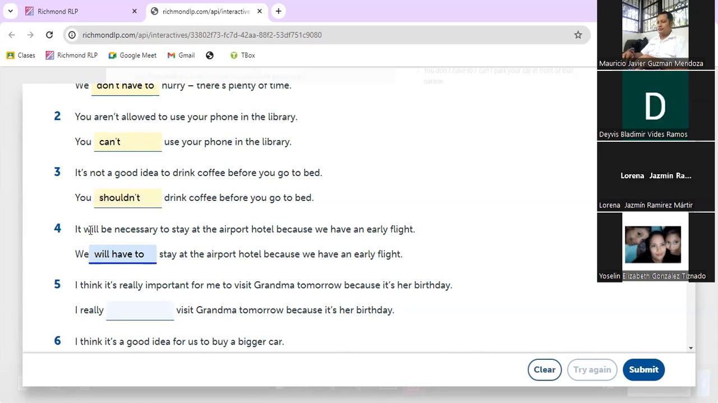Number five. I think it's really important for me to visit grandma tomorrow because it's her birthday. Should. Maybe it's must. Empieza con should. I really should visit grandma tomorrow because it's her birthday.